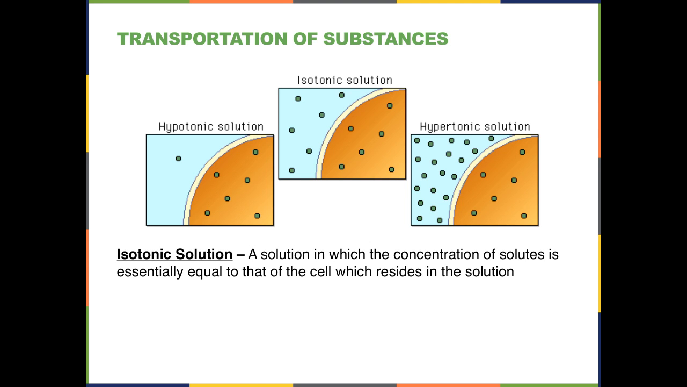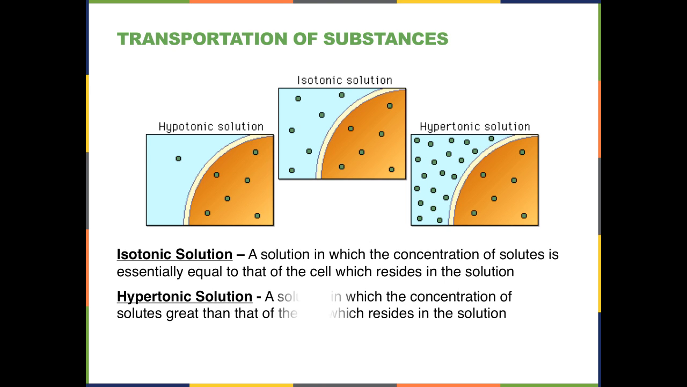An isotonic solution, which is shown in the middle here, is a solution where the concentration of the solutes, pictured as these little dots, is essentially equal within and without the cell, so that on either side of the membrane is approximately the same amount of solutes. There tends to be motion of molecules across, but the concentration does not change during passive transportation.